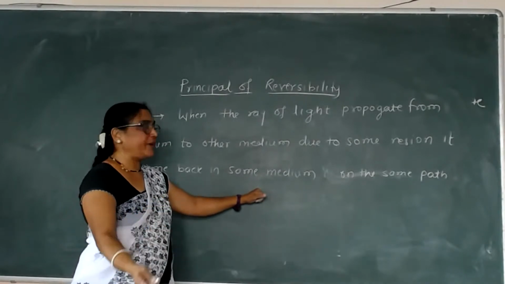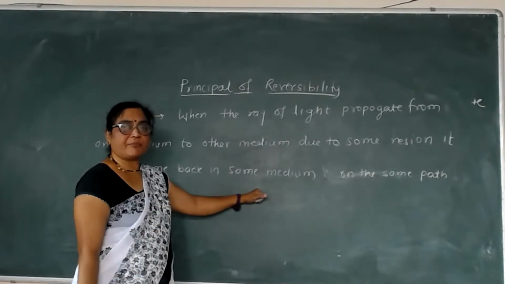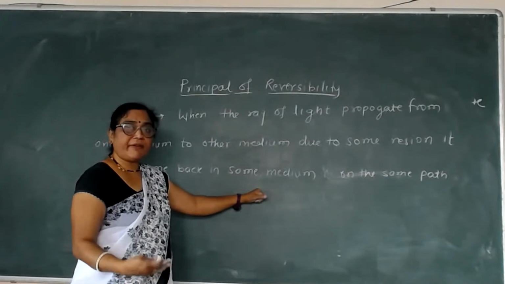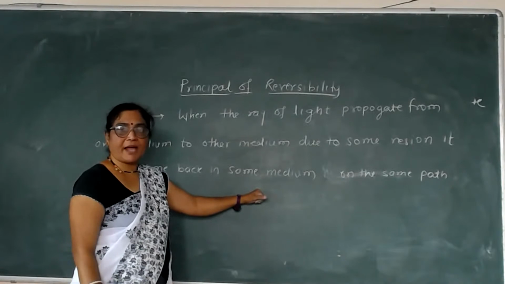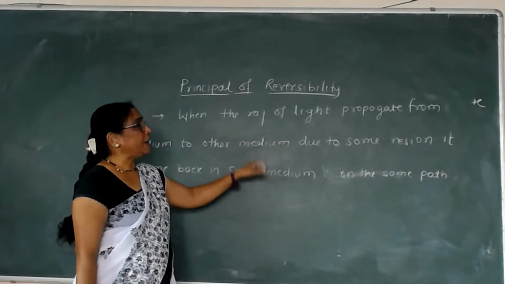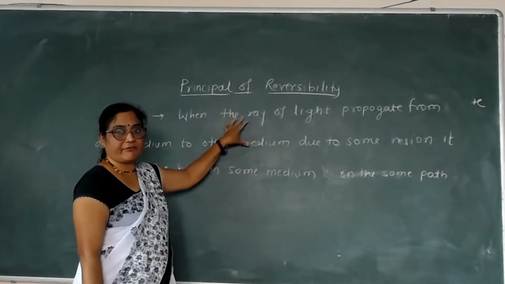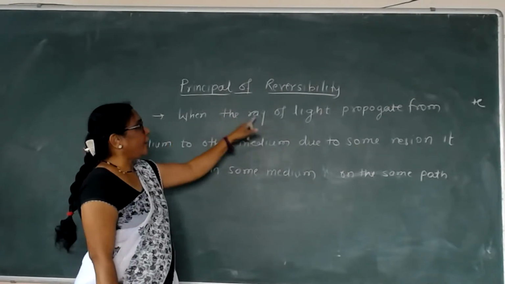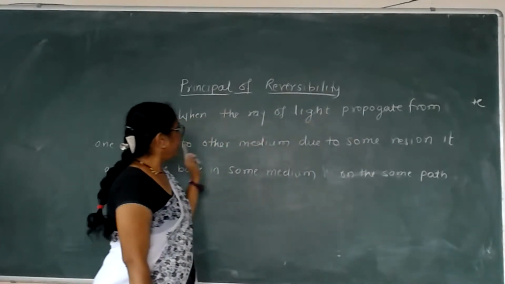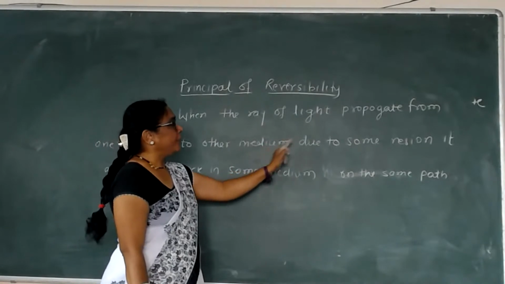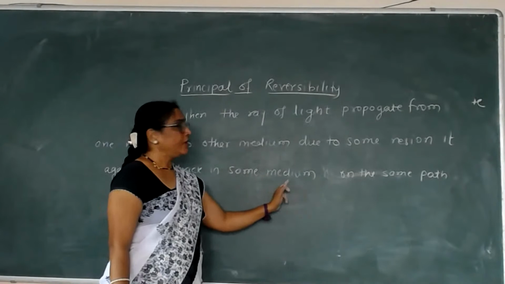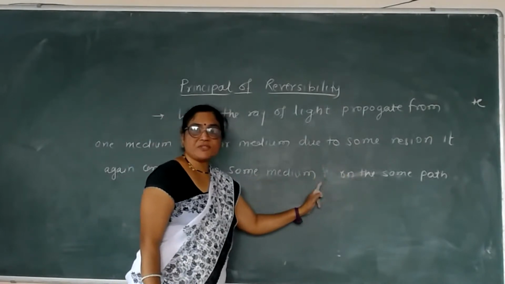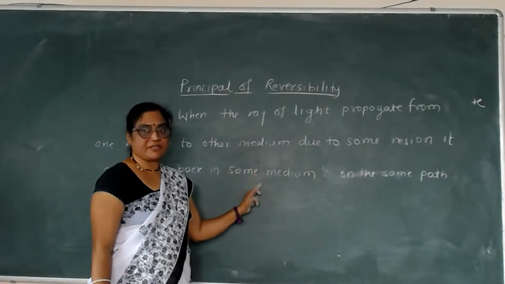Means the direction of refraction and direction of reflection both are the same. The way of passing and the way on which the ray of light comes back, both the rays are the same. That process is known as the principle of reversibility. Means when the ray of light propagates from one medium to another medium due to some reason, it comes back in the same medium on the same path. That process is known as the principle of reversibility.